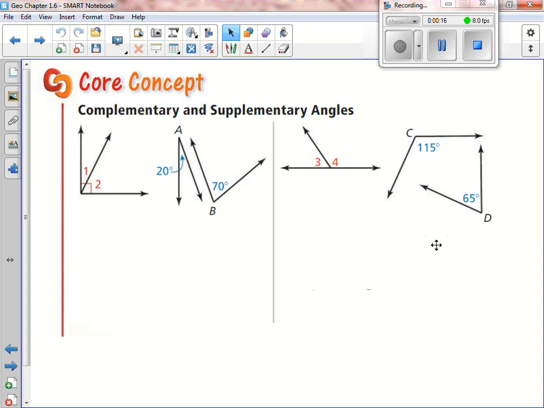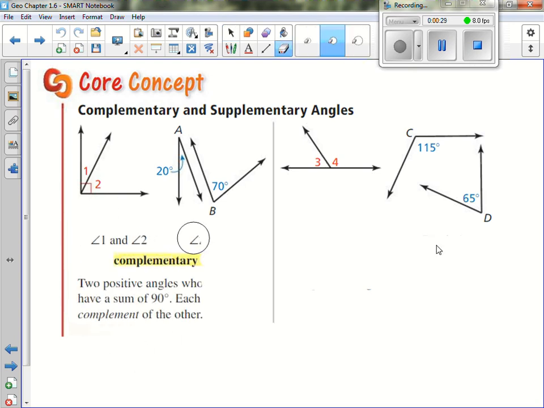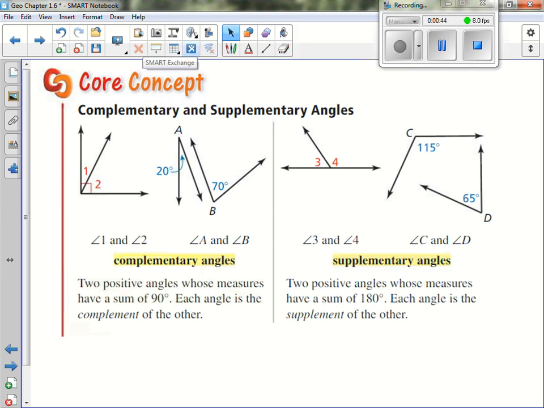These two terms here will get mixed up, so you need to pay attention to them to make sure you keep them straight, okay? Supplementary angles and complementary. Complementary angles are two angles that add up to be 90 degrees. Complementary angles add up to be 90 degrees. Supplementary angles add up to be 180.